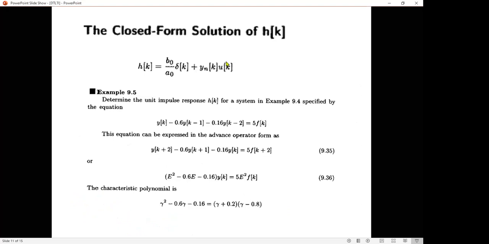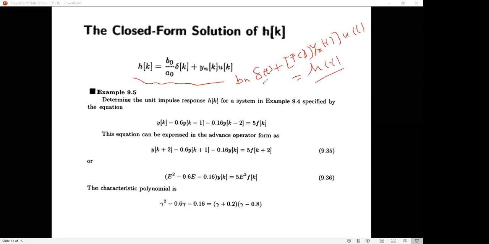Okay, that generalized technique is this. And I hope you can remember a similar equation you have seen for the case of continuous time. For continuous time, it was Bn delta K plus Pd Ynt Ut. Can you remember? Yes, sir. This was your St. So in the same way, it is written in this form.